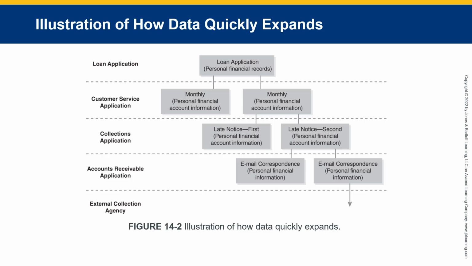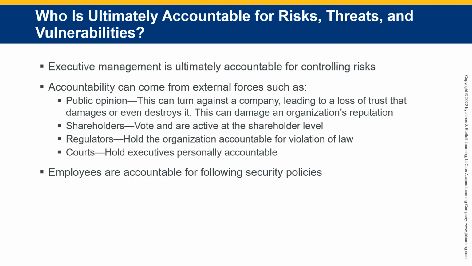The data most likely is stored in multiple systems. This is depicted to the far left. Note the information is flowing through loan, customer service, collection, and accounts receivable applications. Who is ultimately accountable for risk, threats, and vulnerabilities? Executive management is ultimately accountable for controlling risk.